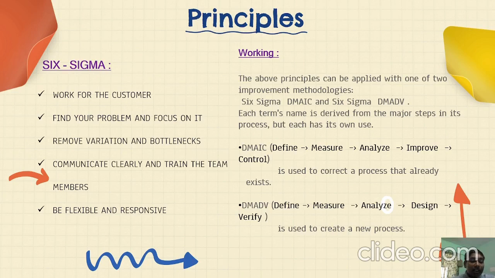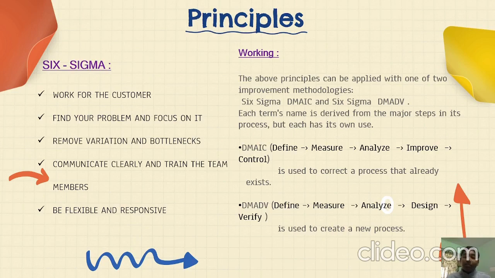Now, last one is be flexible and responsive. Change and Six Sigma go hand in hand. A process or function that is identified as faulty or inefficient must be refined or removed. Clinging to a failing approach is not an option with LSS. Now, the working for the same is defined here. So, the above principle can be applied with one of two improvement methodologies, that is Six Sigma DMAIC and Six Sigma DMADV.